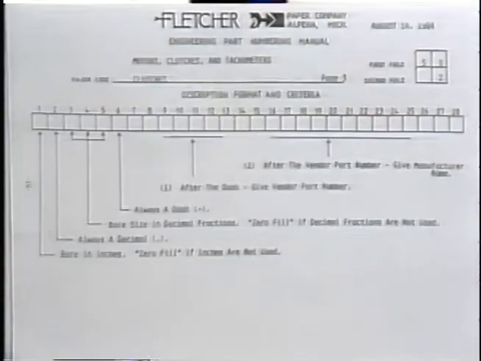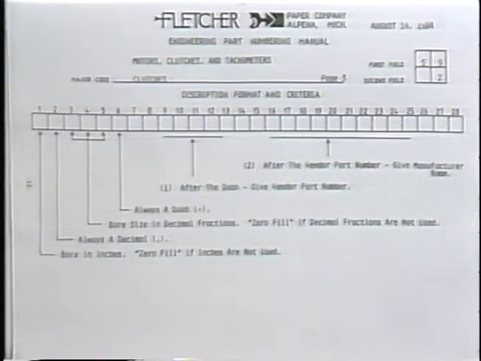Going to the next field, we're talking about clutches. So this is 59-2. And in this particular case, clutches has its own derivation relative to the definition of the description, and I think that's laid out for your ease of reading and interpretation.